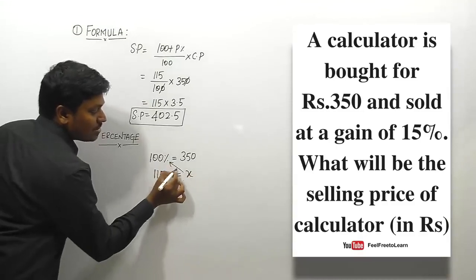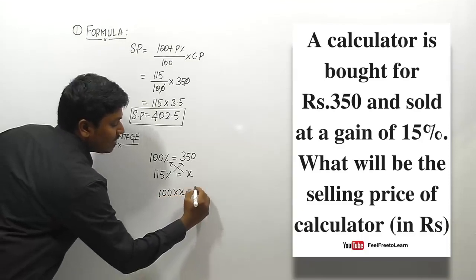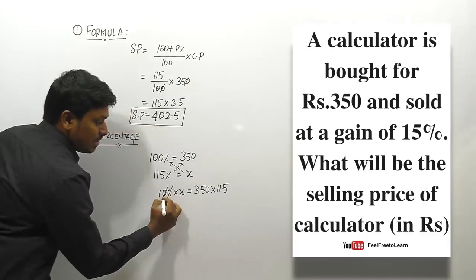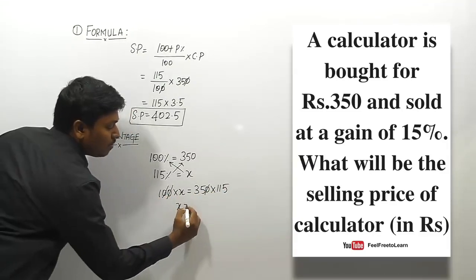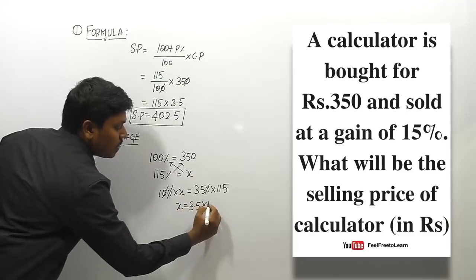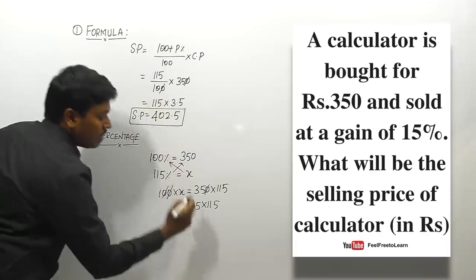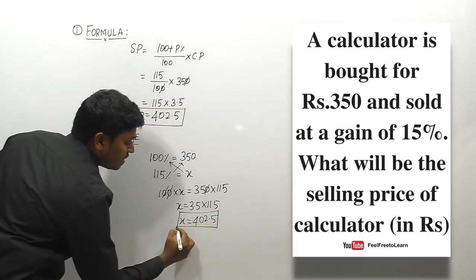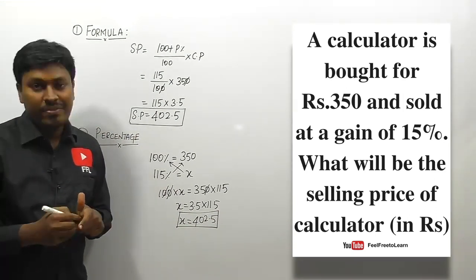Similarly we need to cross multiply, so 100 into X is equal to 350 into 115. So we can cancel the zeros. Similarly we can cancel 0, so 35 divided by 10 will be 3.5. So 3.5 into 115, which will be 402.5. So finally after solving this question by both methods, the selling price of the calculator will be 402.5.